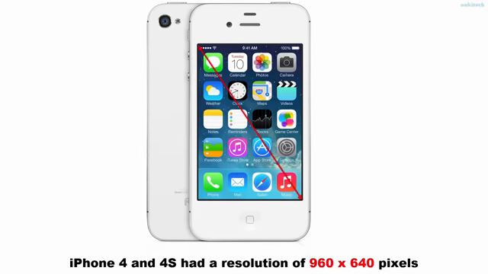Interestingly enough, the iPhone 4 and the 4S had a resolution of 960 by 640, which is almost QHD but not quite. And finally, another interesting relation between 4K and full high definition. So 4K is supposed to be 4 times that of full high definition as far as pixel amounts go. So let's do the math really quick.